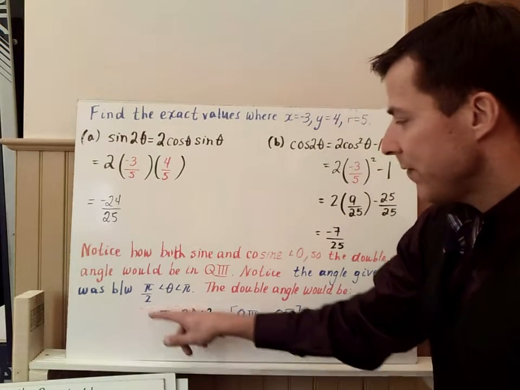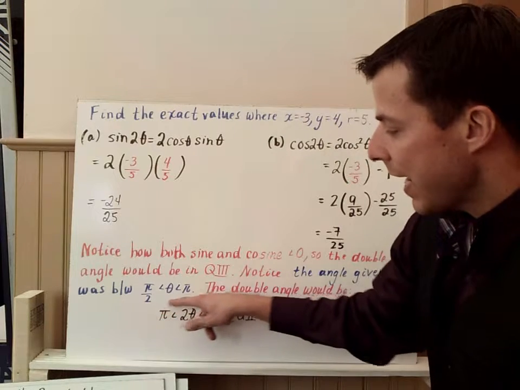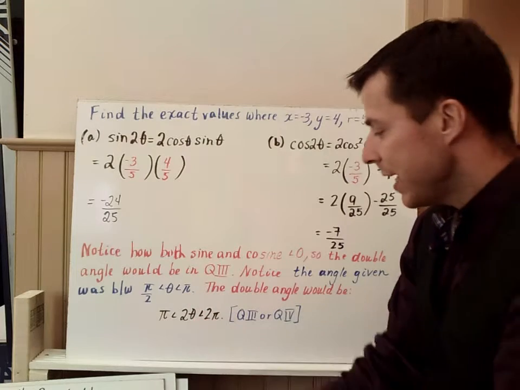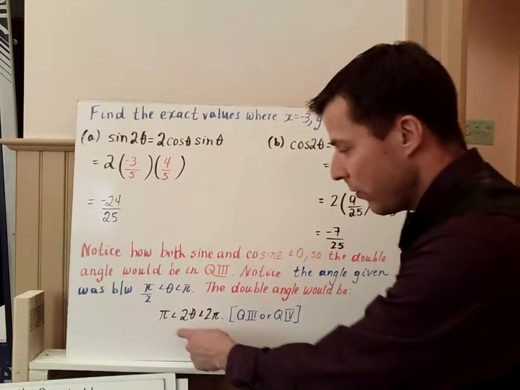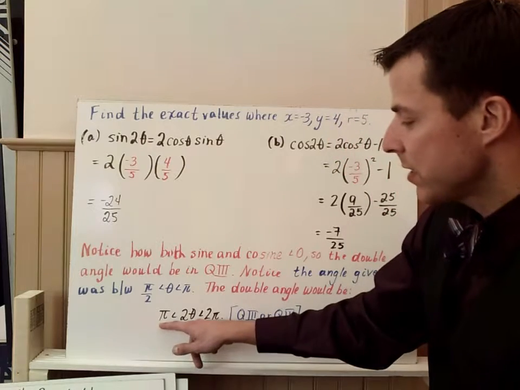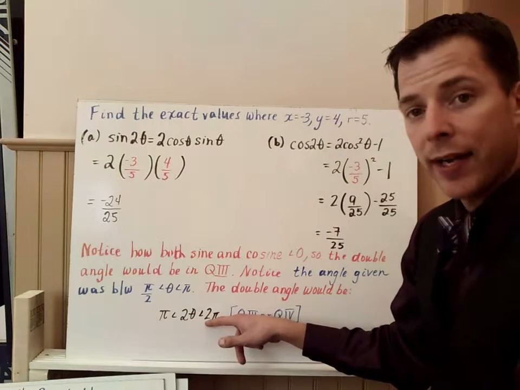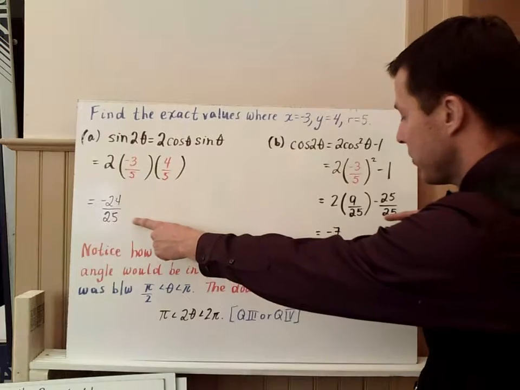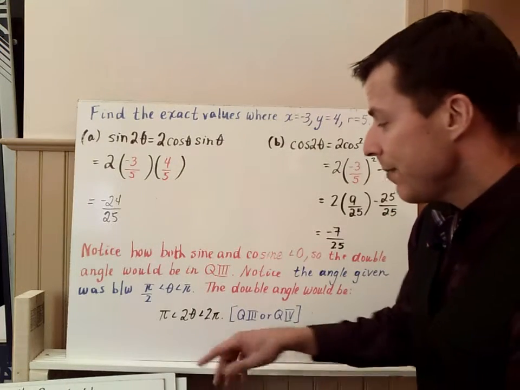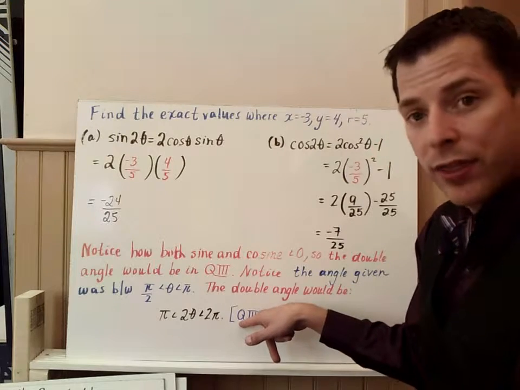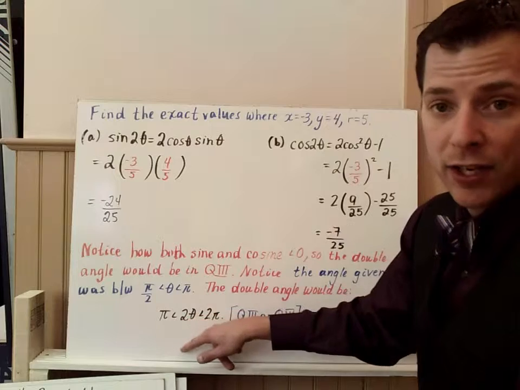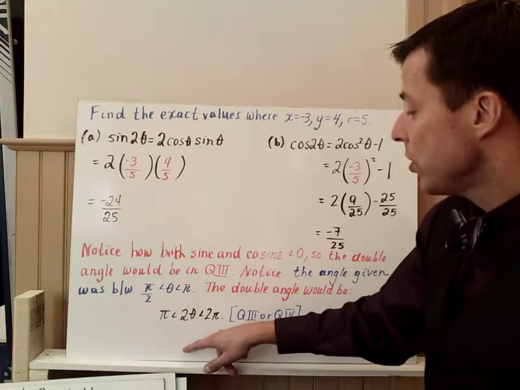Now, these are double angles. So recall that the original angle is between pi over 2 and pi. Now, if it was the double angle, if I multiplied everything by 2, my new angle has to be somewhere between pi and 2 pi. But since both my values of cosine and sine are negative, they have to be in quadrant 3. So my angle measure would be somewhere between pi and 3 pi over 2.